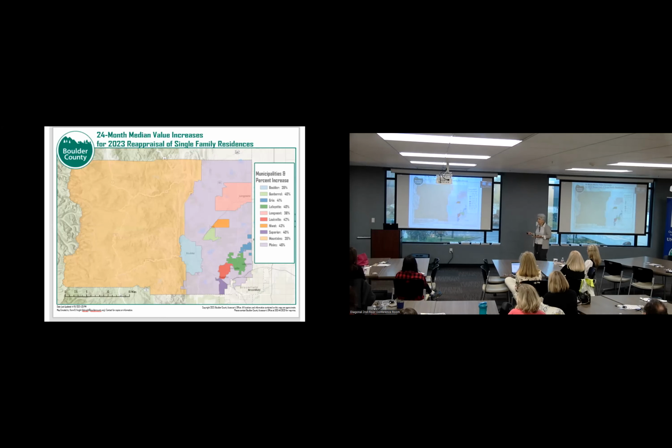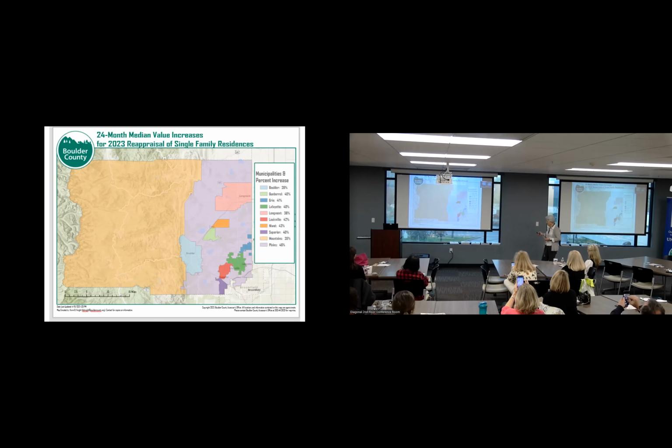So this is the map that went out in the news in late April that talks about Boulder County. Our median value increase was 35%. And believe it or not, that's kind of on the low end for the metro area. Most of the other districts or counties in the metro area had this or higher. And there is a map out there. I think it's on the Division of Property Taxation site, that shows the whole state, where you can click on different counties and see what the different classifications went up.